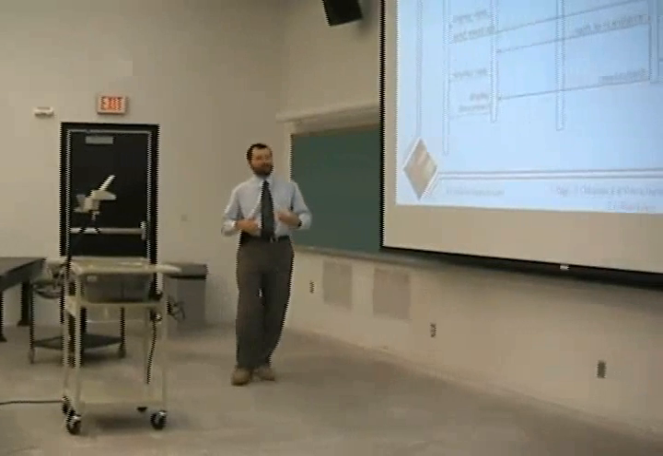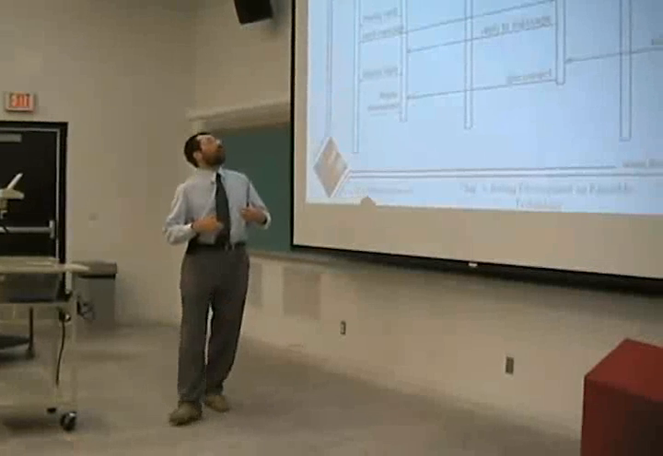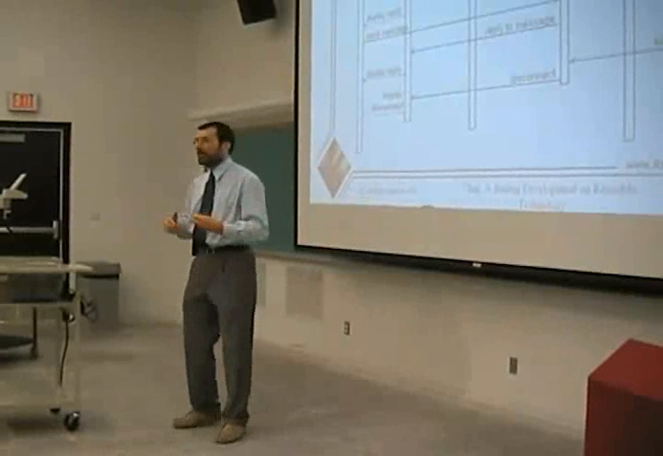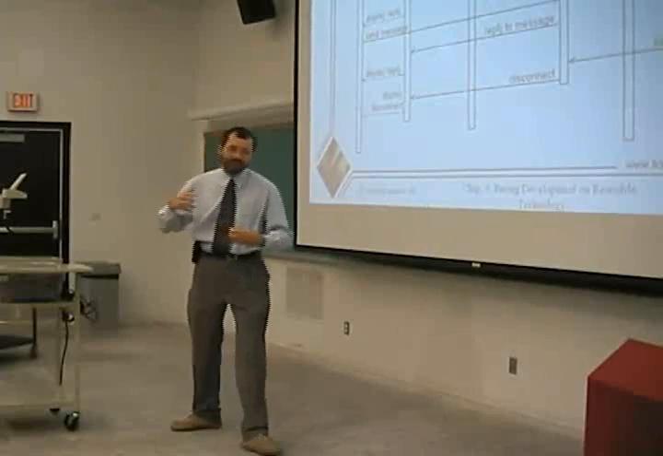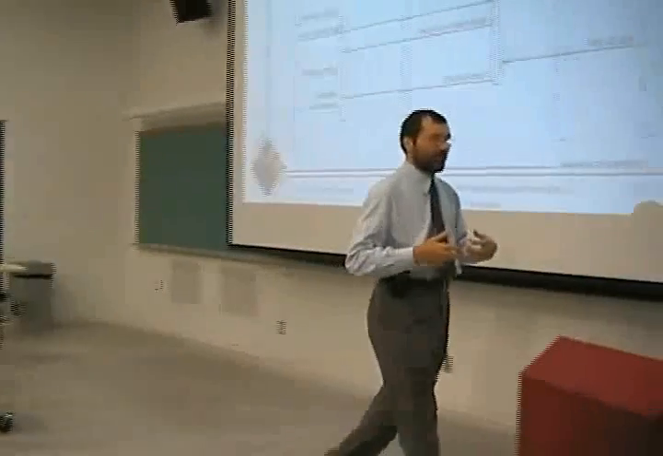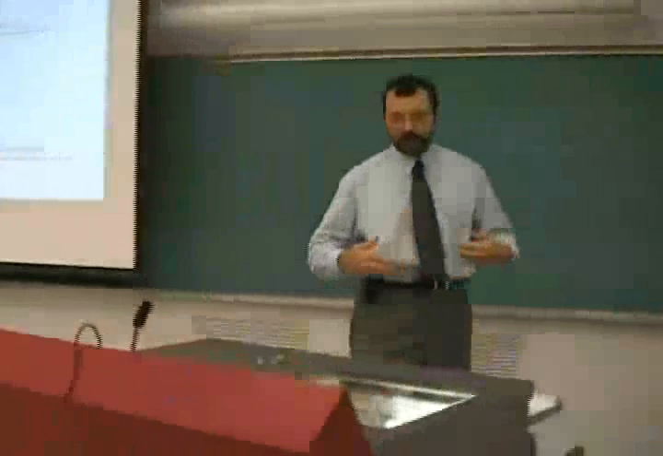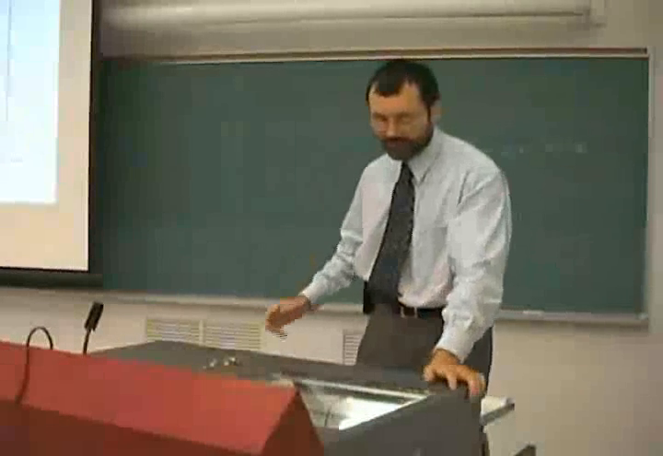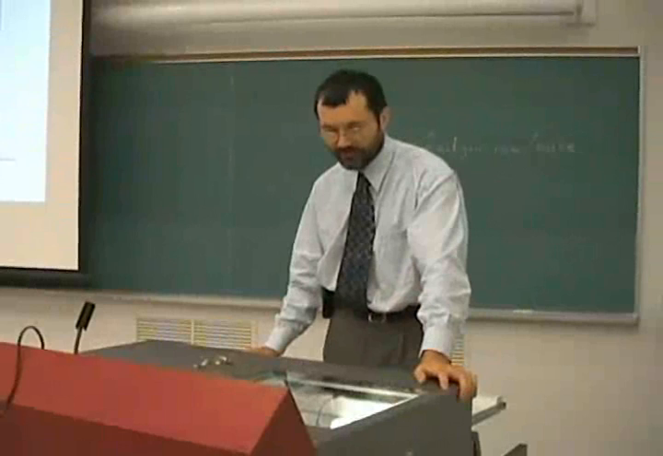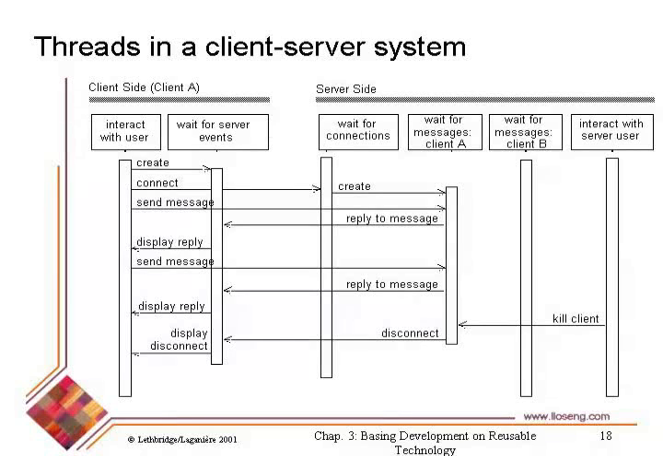And that sends a message to our wait-for-messages client in the server. And then that sends a disconnect message back over to the client. And the client at the same time says display disconnect and kicks off. So that's a scenario we've walked through of interaction. Typically in these scenarios, you have hundreds and hundreds of interactions backwards and forwards, maybe thousands, sometimes millions of interactions between a set of threads in a client server system. Any questions about that?